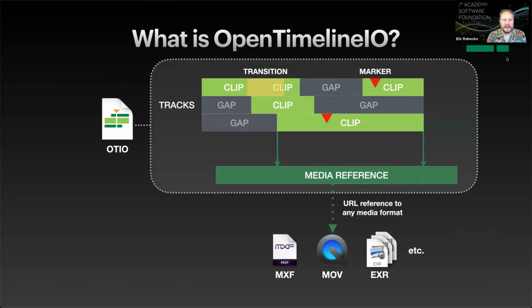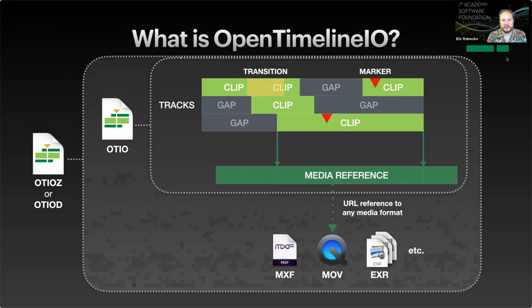OTIO's file format and API have a unified data model with concepts like tracks, clips, transitions, and markers. Most things you might see in audio, video editing applications can be represented in OTIO. An OTIO file does not contain the actual media itself. Instead, it uses media reference URLs, which point to the audio and video media in any format or location.